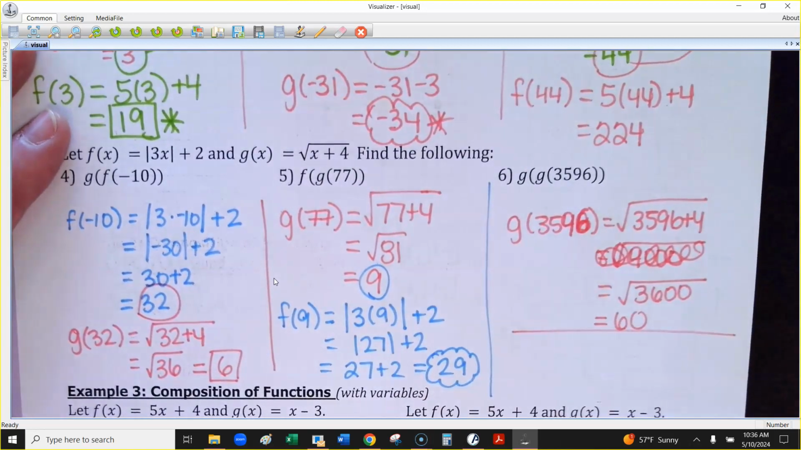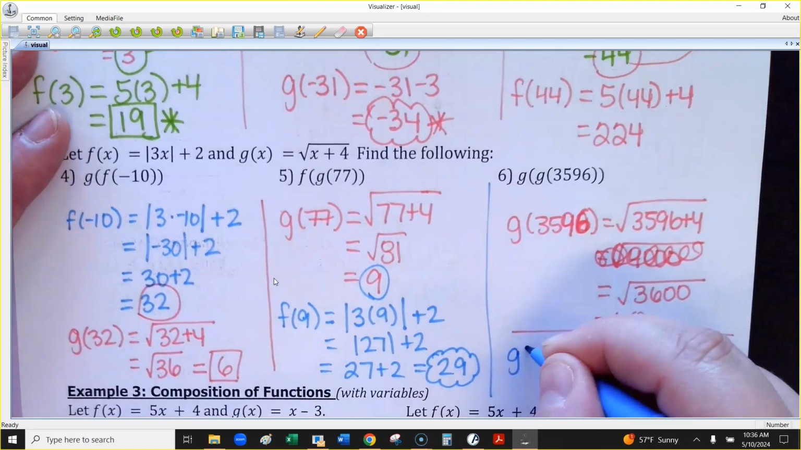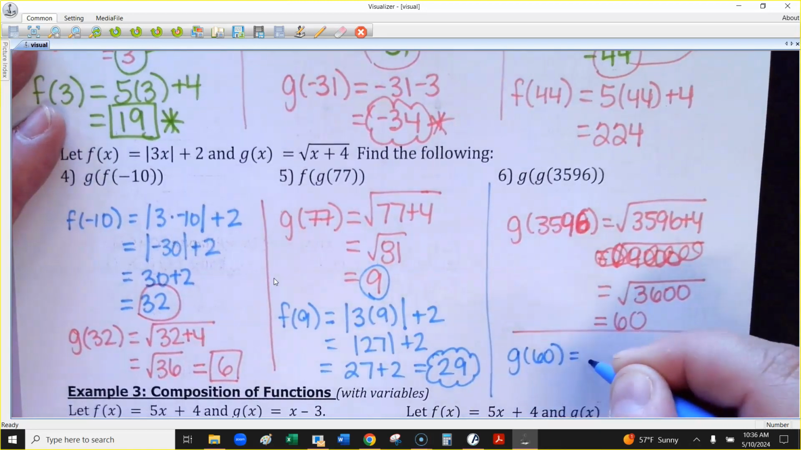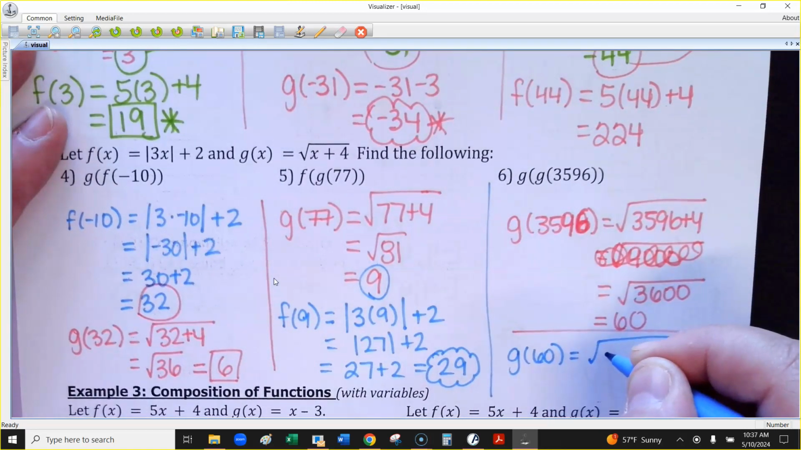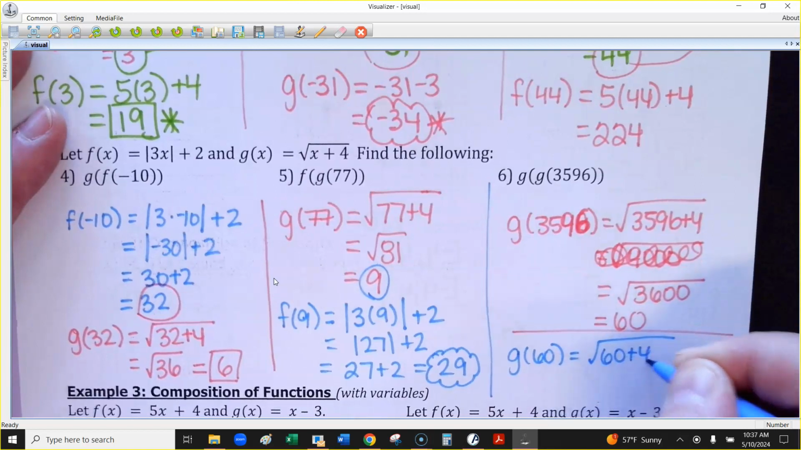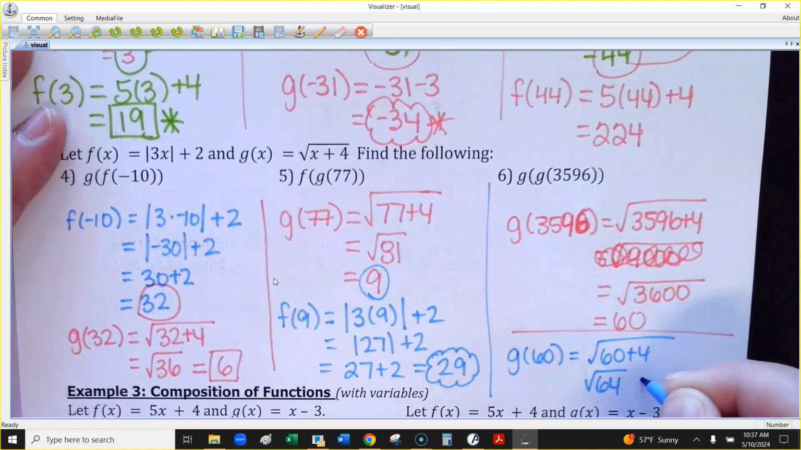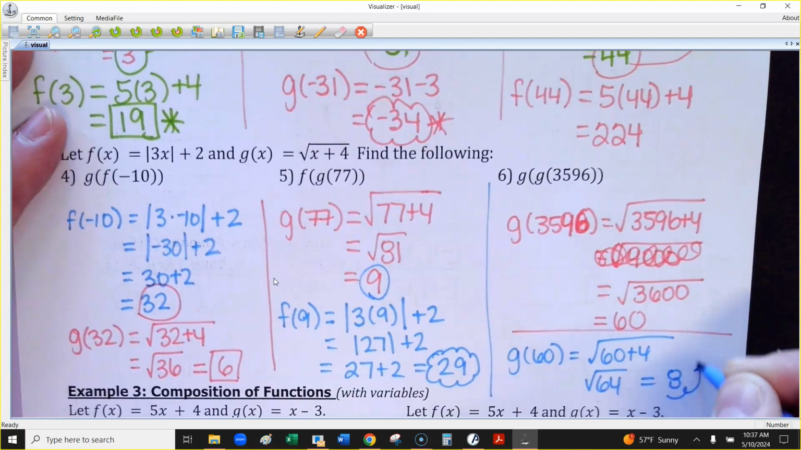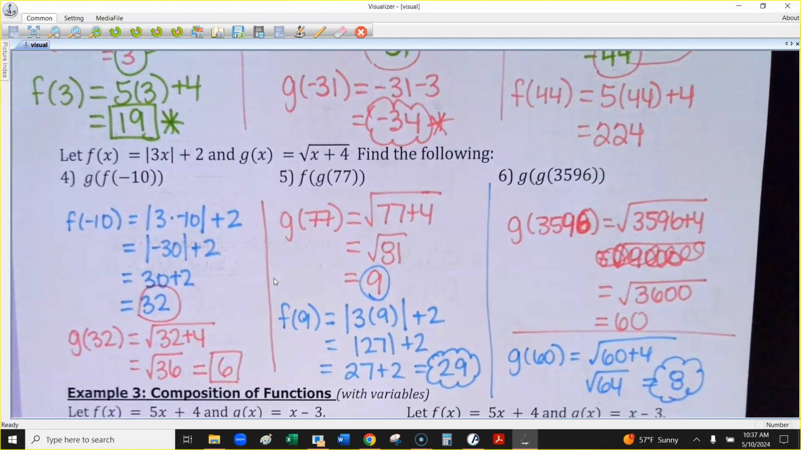Now, we're just going to repeat the process. We're just going to plug it back in. So then I'm going to do g of 60. And that is correct, I'm pretty sure. 60 plus 4, so then the square root of 64 would end up, again, don't introduce plus and minus unless you introduce the square root. The square root was already there, so it's just 8. All right, does anybody have a question?